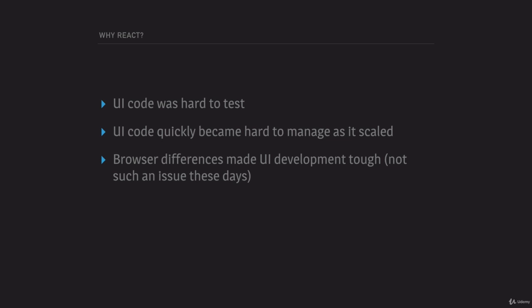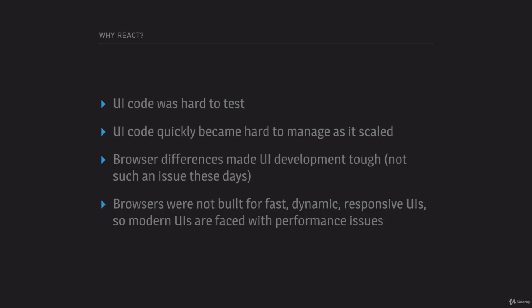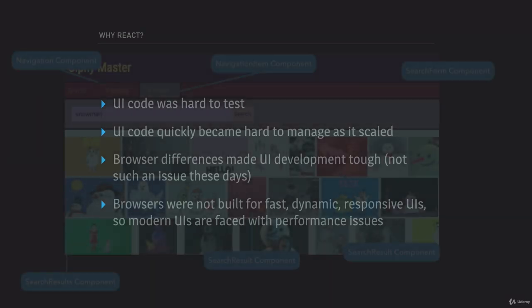Browser differences once upon a time made UI development very tough. This isn't such a big issue now actually, as browsers are better developed and are closer to feature parity in terms of their JavaScript capabilities. Browsers were never initially designed to sort of deliver applications. They aren't really built for fast, dynamic, responsive UIs. So modern UIs are faced with performance issues.